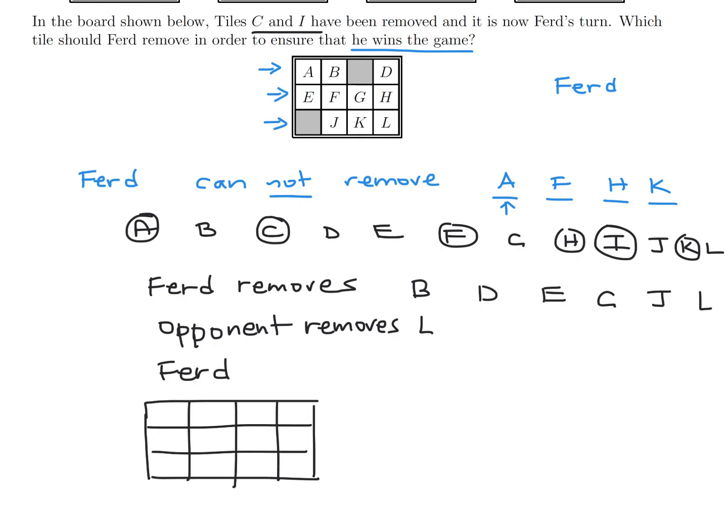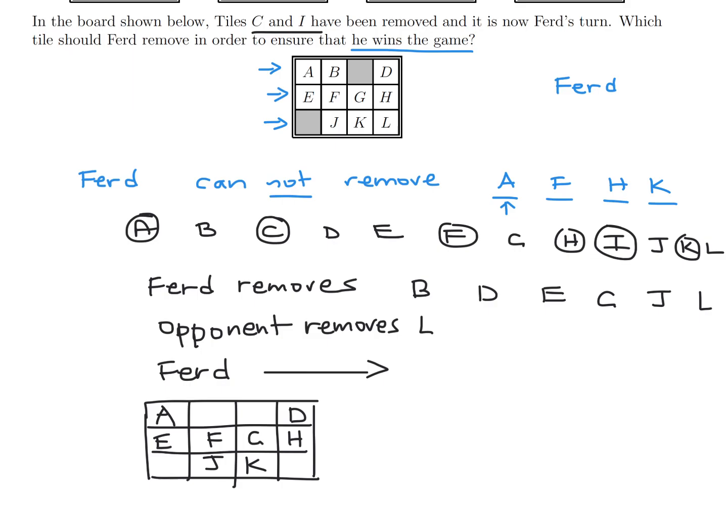So if the B is removed by Ferd and the opponent removes L, this is the only thing that's left: E, F, G, H, J, and K. So as you can see, nobody's lost so far, because no letter shares an edge with two empty spaces. But the very next turn, Fred's gonna lose.